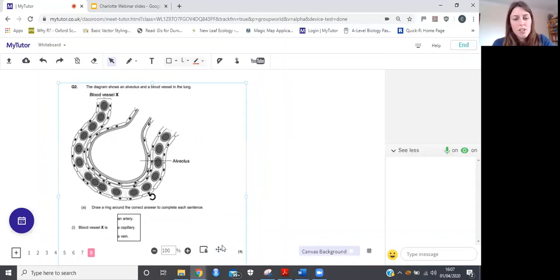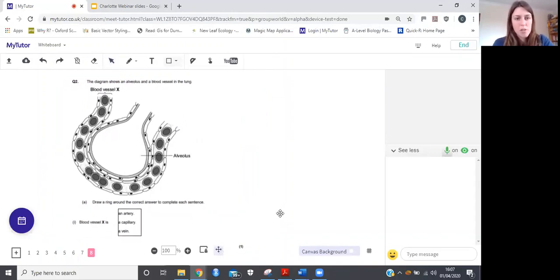Okay, so here's kind of a fairly simple start to a question using a diagram and name the part of the alveoli there. So if we do the same technique that we did before, diagram shows an alveolus. An alveolus is the singular form of alveoli, so this is just one, and a blood vessel in the lung.